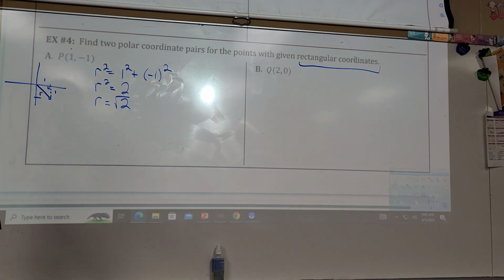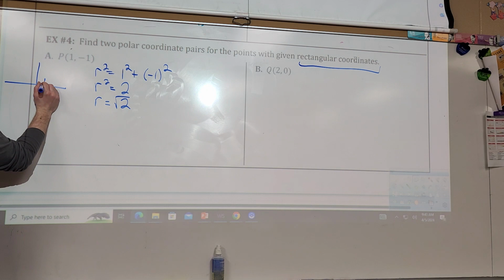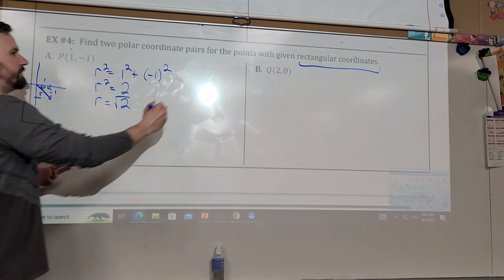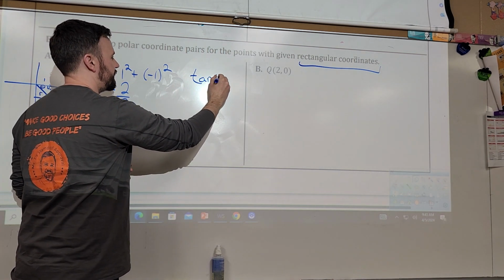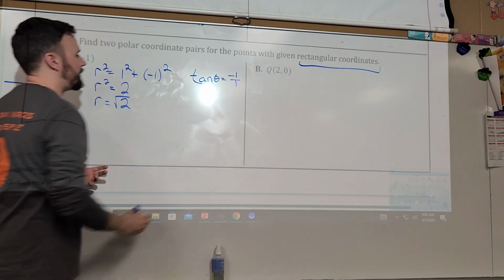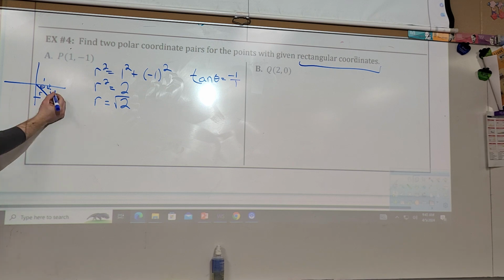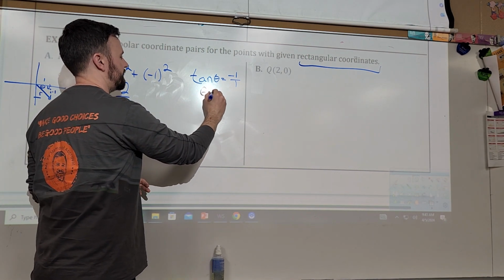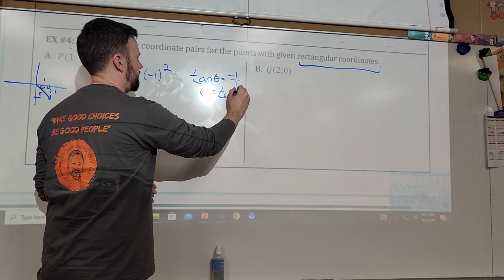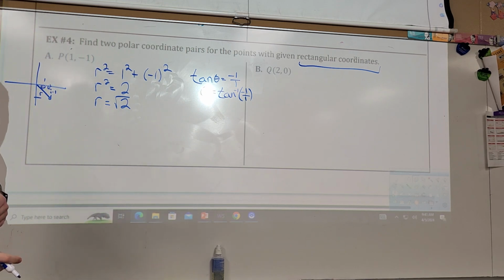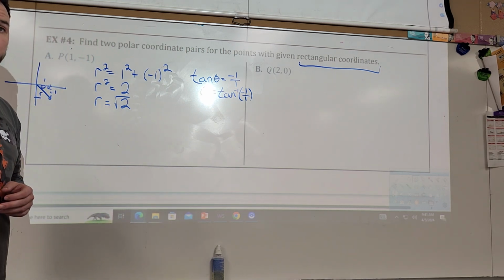Now the other question is how am I going to find this angle right here? If this was a triangle, I have opposite and adjacent, right? So how would you find that angle? You would set up tan of theta equals my y over x, my opposite over adjacent. I should put negative there. And then what do I do to both sides to get theta? I tan inverse it, right? And what's tan inverse of negative 1?